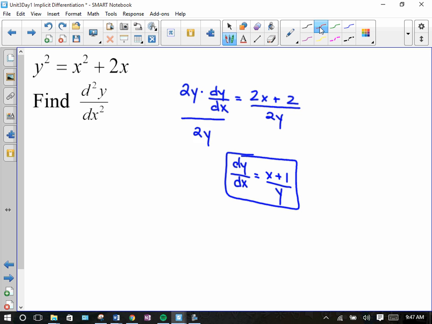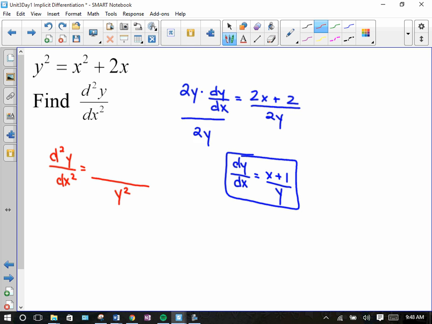So what's the derivative of dy/dx? The second derivative, d squared y over dx squared, is equal to, we're going to take the derivative of this side, x plus 1 divided by y. What rule is that? Quotient rule. So the first thing I know for sure is it's going to be divided by y squared.